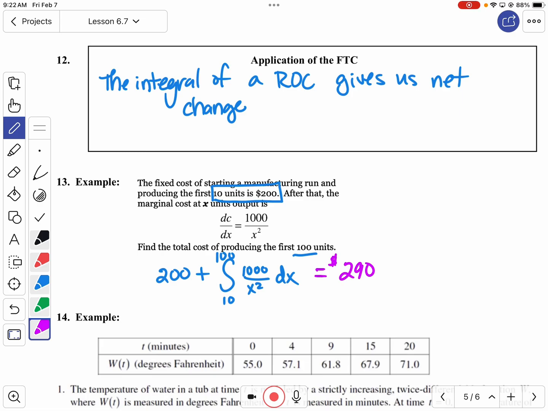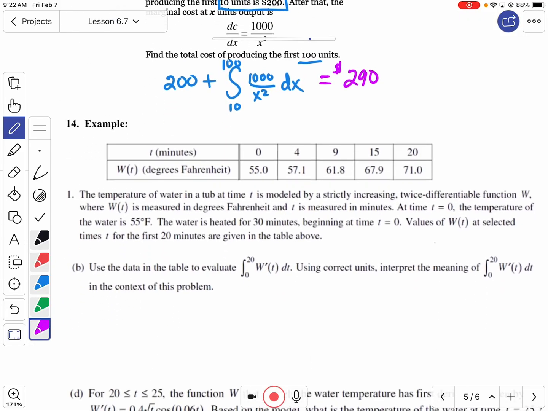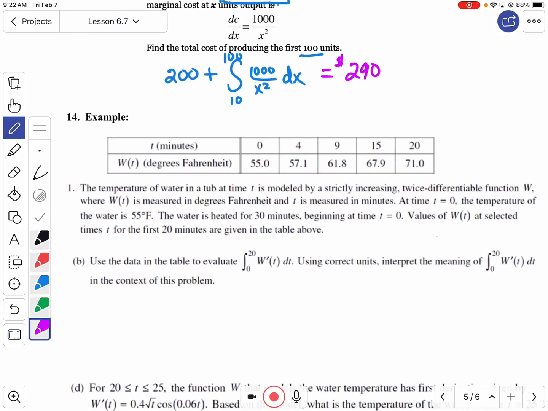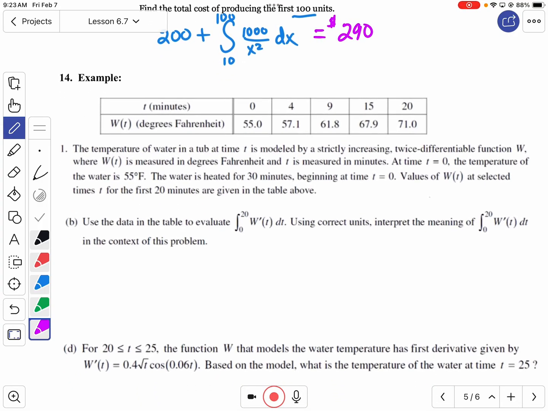So the other day, we did this problem in our notes. I don't know if you remember. I left out part B. Here's why: because it dealt with part of the fundamental theorem that we hadn't discussed yet. So it's just the temperature in the bathtub. The water's heated for 30 minutes, beginning at time 0. Selected values for the first 20 minutes are given in the table. Use the data in the table to evaluate the integral from 0 to 20 of W prime dt. Using correct units, interpret the meaning in the context of this problem.